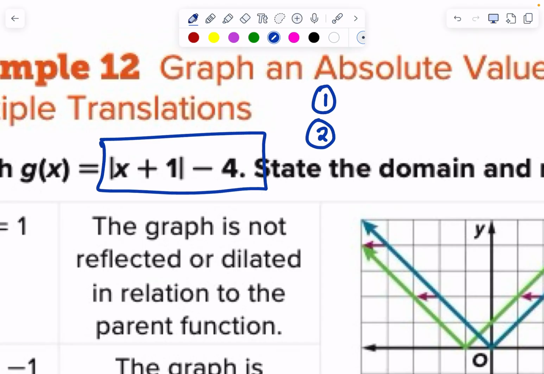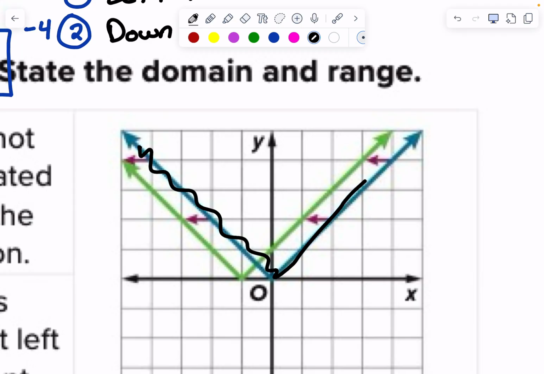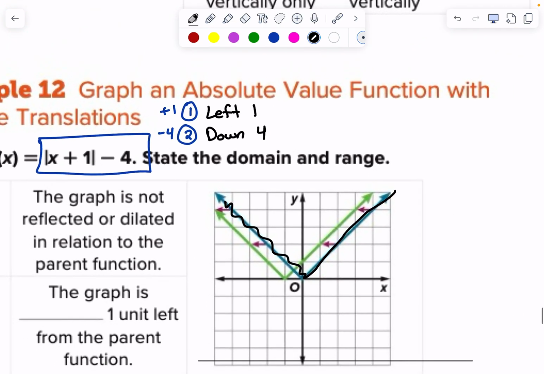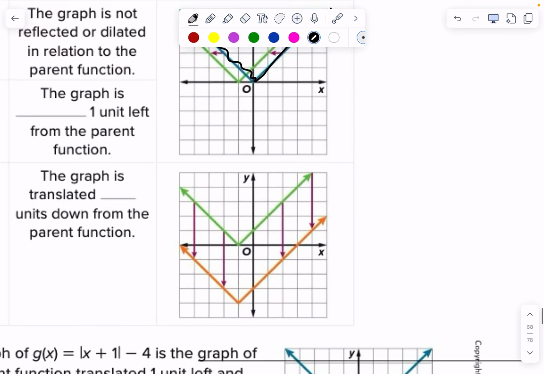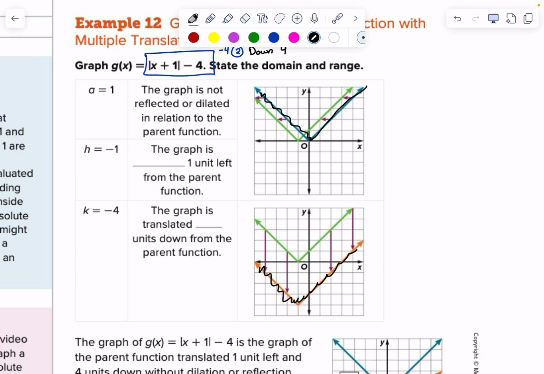Which one comes first? The plus 1 comes first and then the minus 4. The plus 1 is moving him to the left 1 because it's plus 1 inside, and then down 4. Left 1, down 4. So this one is not changing the shape of him at all. He's staying the same shape, this blue. I'm just moving him left 1. Oh, no. They did not move him down 4 yet. They showed both of them. So this one is left 1, down 4. So the yellow one is actually the correct one. They showed both steps. Left 1, down 4. Good? Okay.